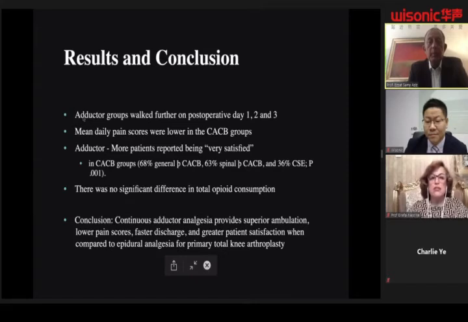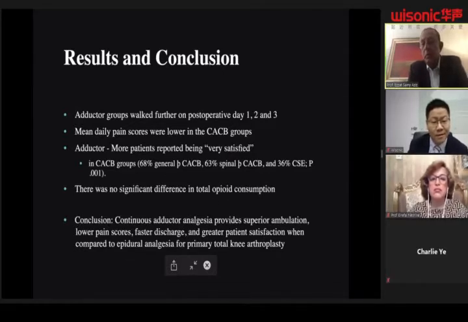So these studies concluded that with the adductor canal block, patients walked further on the first day, second day, and third day, and the pain scores were much lower in the adductor canal block group. In the adductor canal group, more patients were satisfied. But there was no significant difference in the total opioid consumption, because with femoral nerve block and adductor canal block, you have equal analgesia.